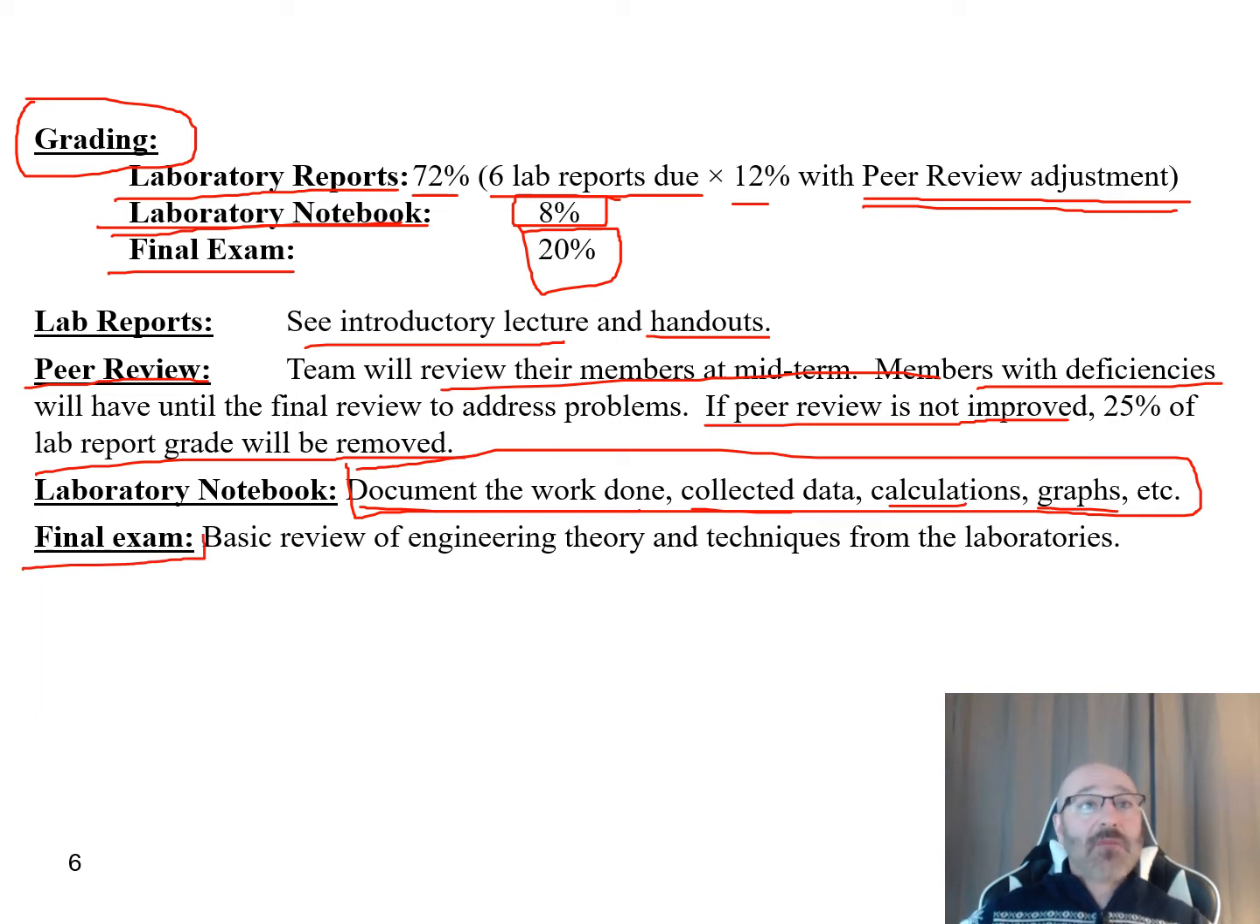Again, final exam, 20 questions, multiple choice, all on Blackboard. It's going to be the basic review of the engineering theory and techniques from the laboratory. So a lot of these questions are going to draw directly from my lecture slides and presentations throughout the semester.